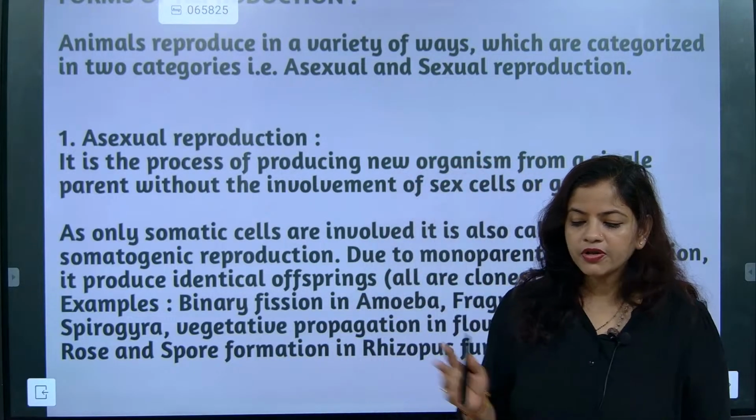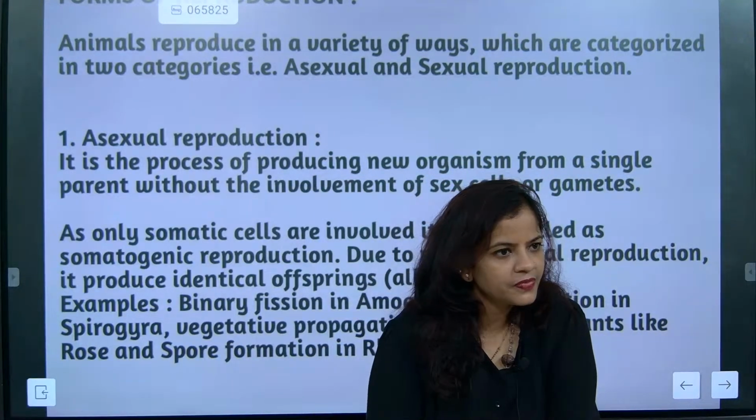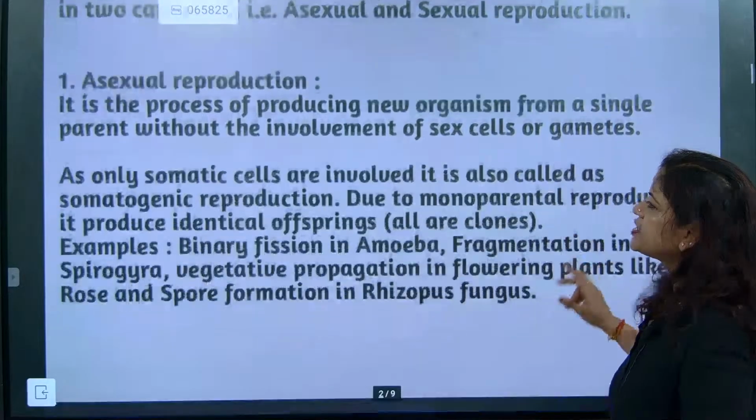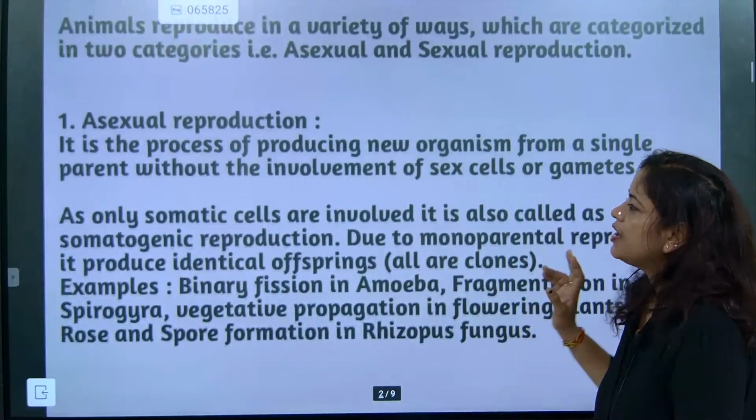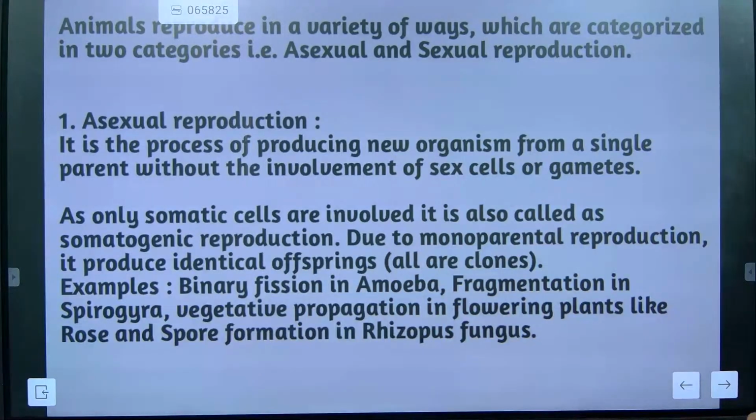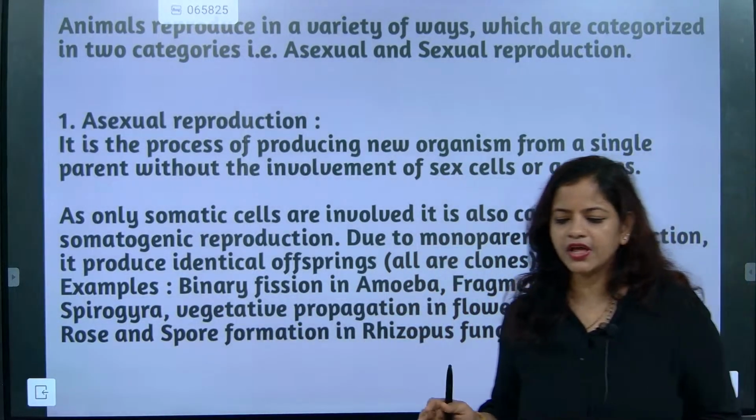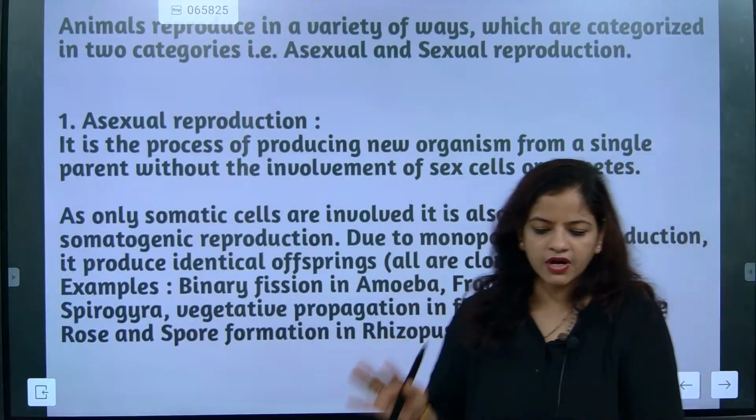So the most important thing is, I think we have understood this one. So now we are going to understand the next important point. Asexual reproduction is the process of producing a new organism from a single parent without the involvement of sex cells. So they don't have sex cells. I hope you might have understood till here.